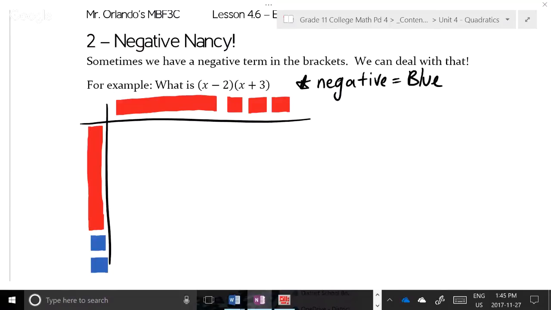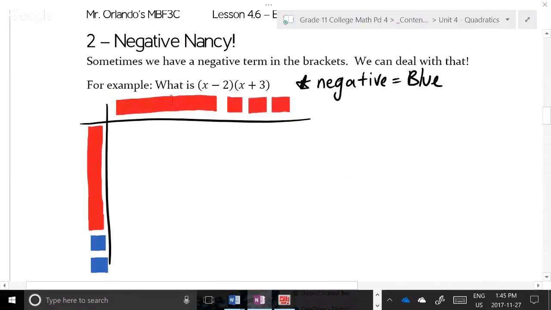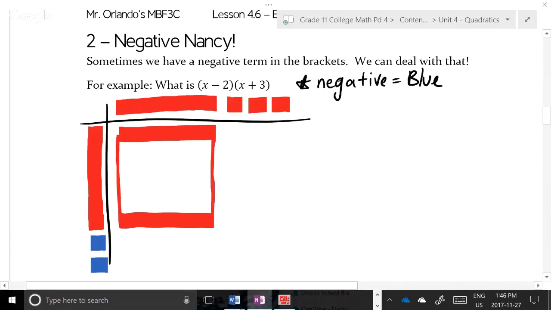So let me take a look. Yeah, it looks great. Good job. Okay, so let's take a look at this. The big long red one with the big long red one will make one big red, and it'll be a square, right?